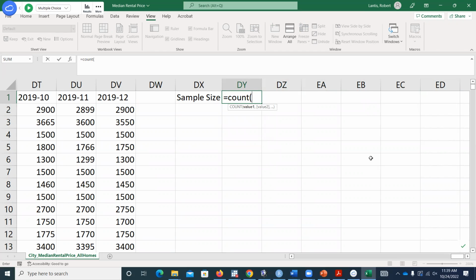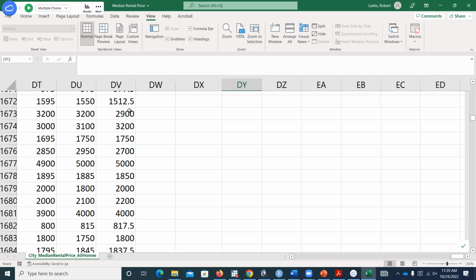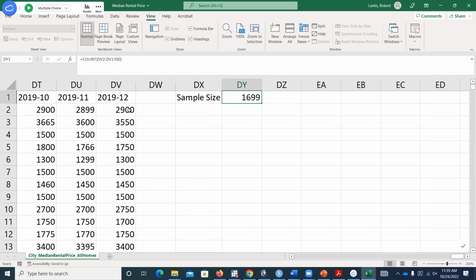Count function, right? So I'll go over here, select that first cell, hold Control Shift or Command Shift on a Mac, hit the down arrow. I should select my entire column. I'll hit Enter. This is very helpful on a laptop. Instead of scrolling all the way back up and closing my parentheses, if I just hit Enter, it closes it and sends me back. So that's great. So almost 1,700 observations.